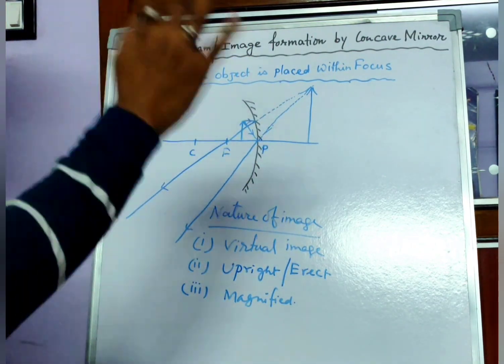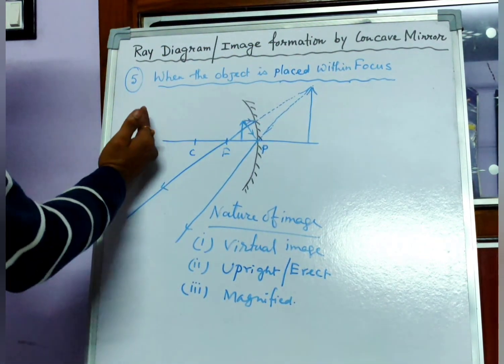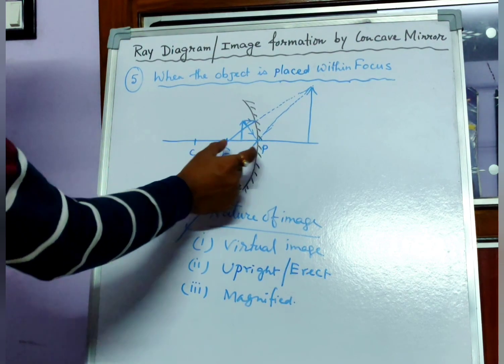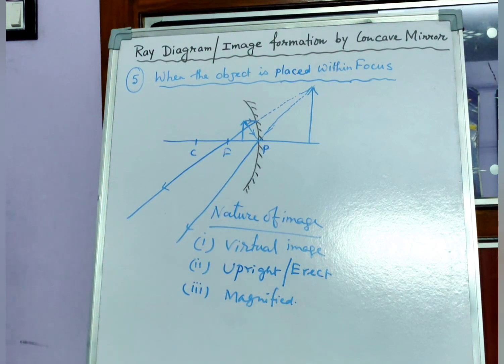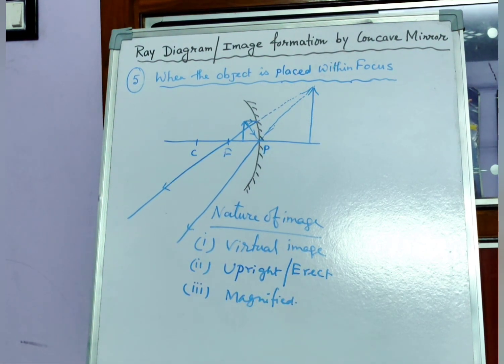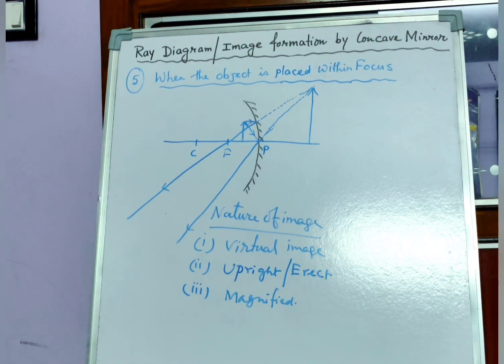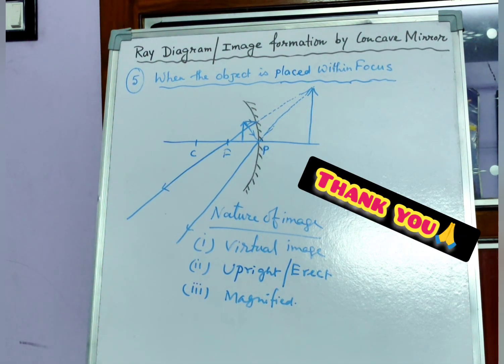Remember that there are a total of five positions: beyond C, at C, between C and F, at F, and between pole and focus. Only between pole and focus is the image virtual and erect. Otherwise, the image is real and inverted. So this is all about the ray diagrams for the concave mirror. Thank you.